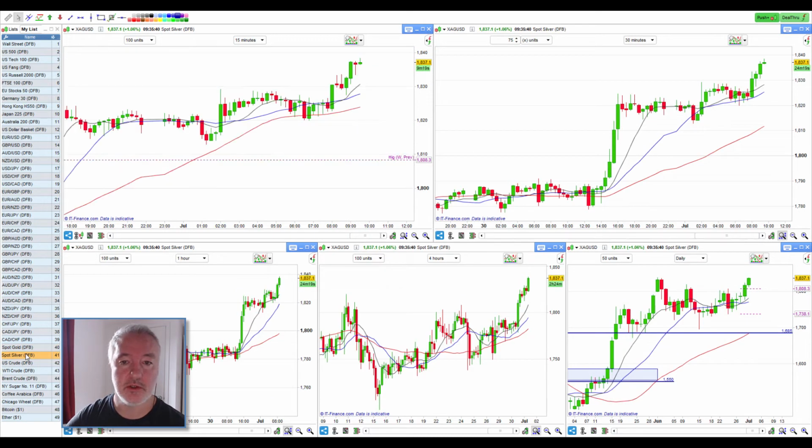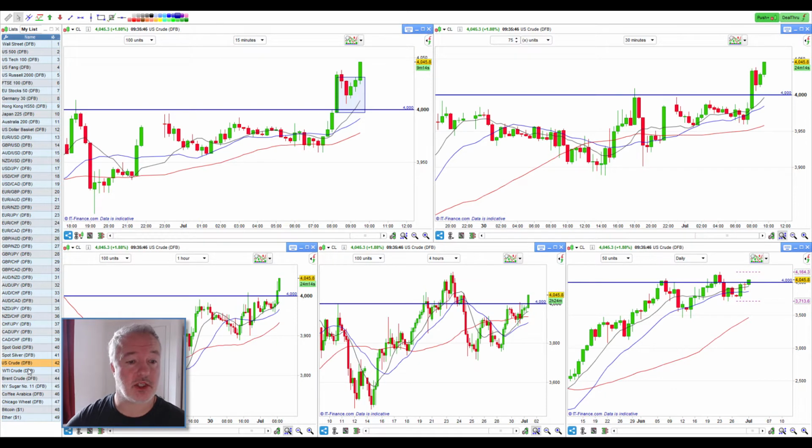Potentially silver has already gone off. I did miss that entry, that's fine. And crude. Crude, I'm actually in as well. There's actually a couple of crudes I'm in. Price pulled back, produced that nice little bullish candle, and is now in profit. In fact, I've already hit my 1-to-1, which means I've taken some profit off the table.